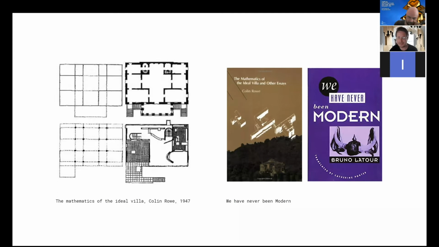And of course, that has been critiqued by Colin Rowe in his essay, The Mathematics of the Ideal Villa, where he essentially says that modernism was never really modern. We have never really been modern. The way that these villas were composed is still very much inherited from classicism. They still maintain a function-form balance, so ultimately they're not really modern, right?